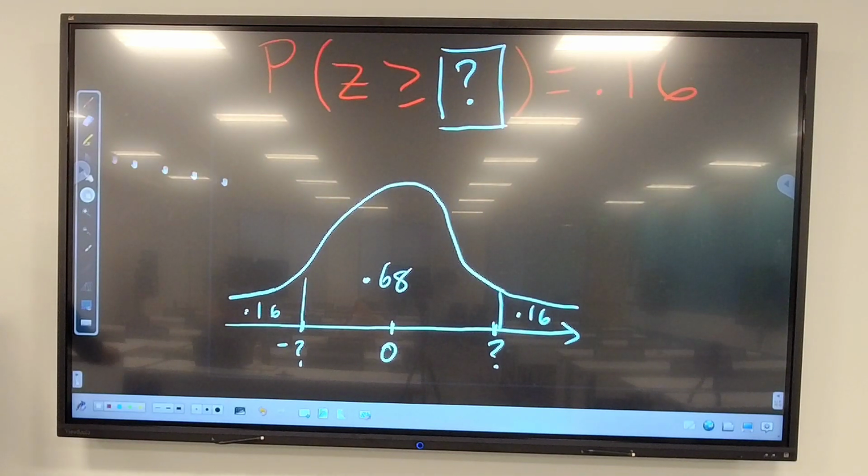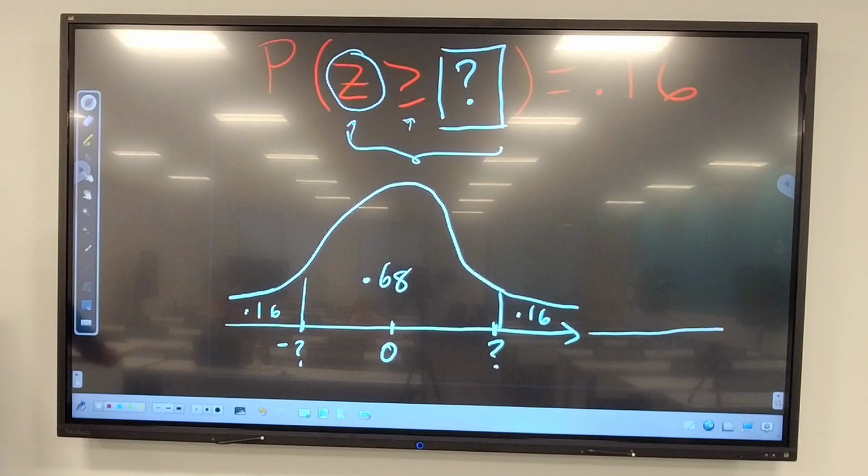Question mark can't be 68 because this is our event in here. It's one. This is our event, and if I was saying, what's the probability that some z-score is bigger than or equal to 68, then way out here, way far away, I'd have the number 68. And I'd be curious, how much area is there past 68? The answer would be none, zero. Not exactly zero, but it's like 0.0 and like 100 zeros and then a one or something.